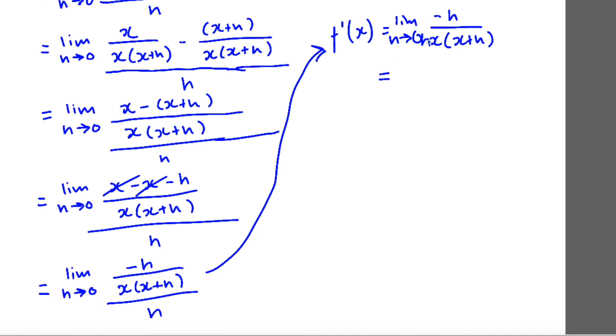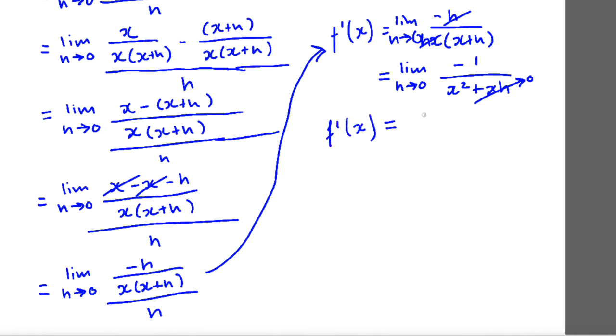So then what we have is this h now cancels with that, and we're left with the limit as h approaches 0 of negative 1 on x squared. If we expand the denominator, we've got x squared plus x times h, I should say. Okay, now it's not so much a big deal if the h approaches 0, because that just means this term goes to 0, so that means we're going to have f dash x is equal to negative 1 on x squared. And that is our final result.